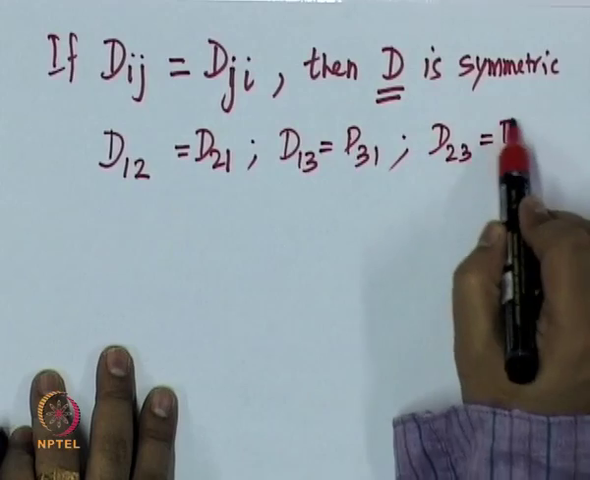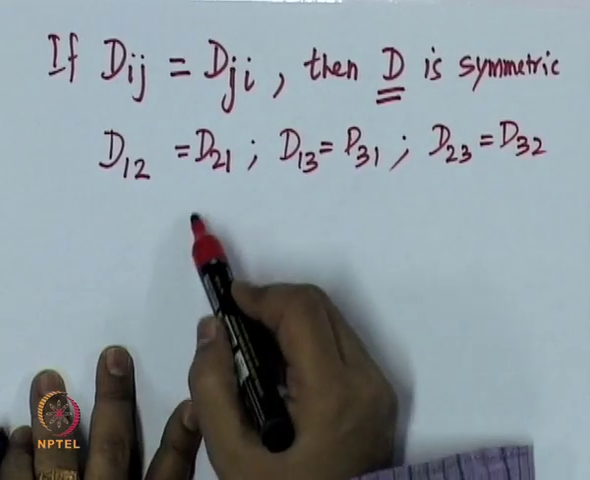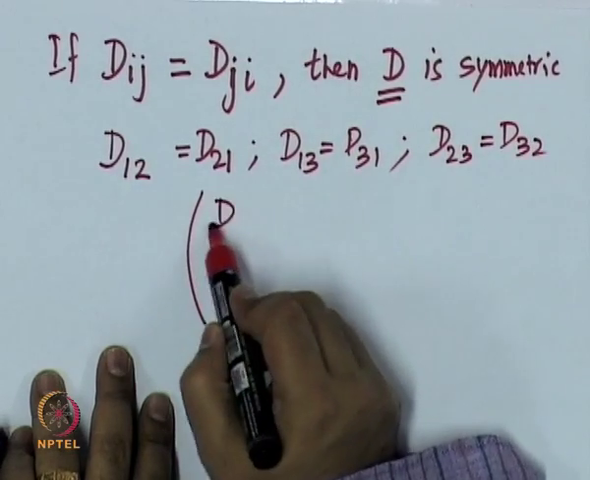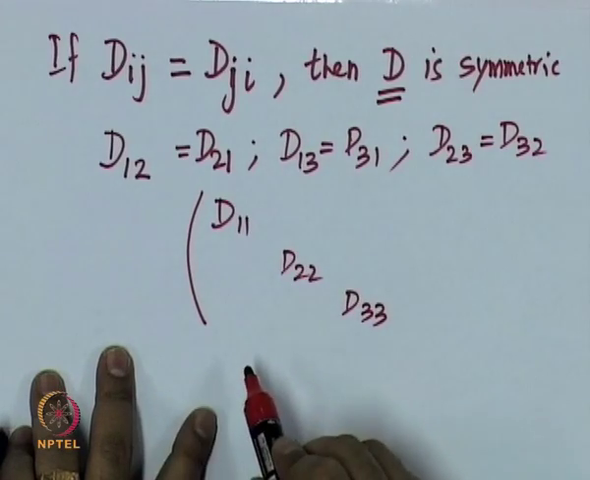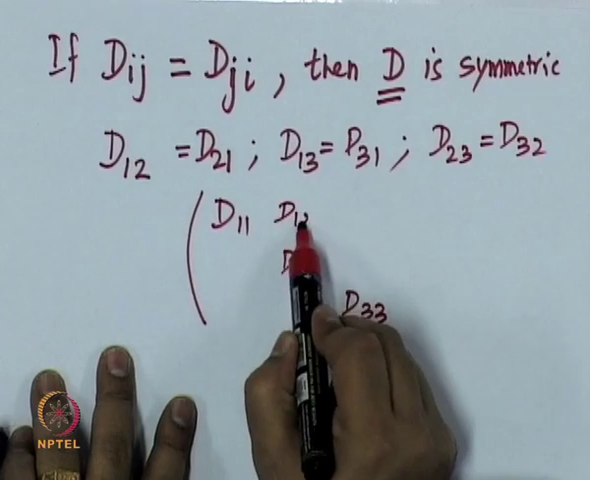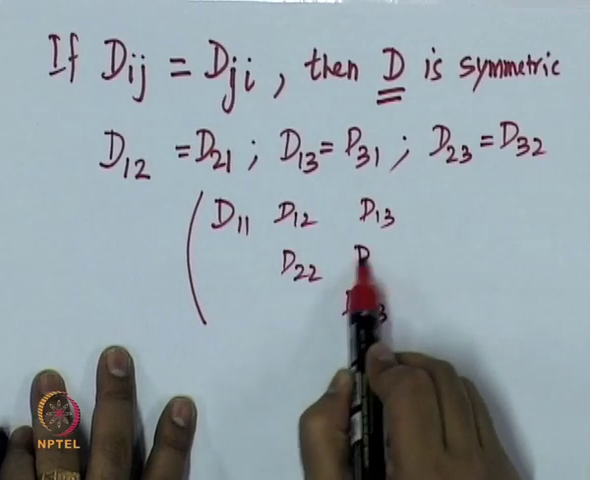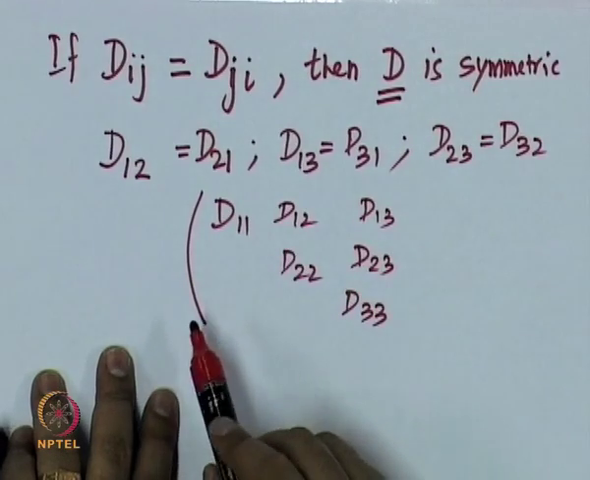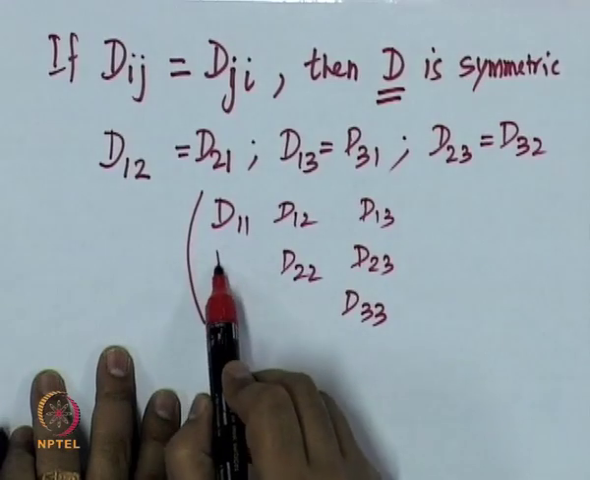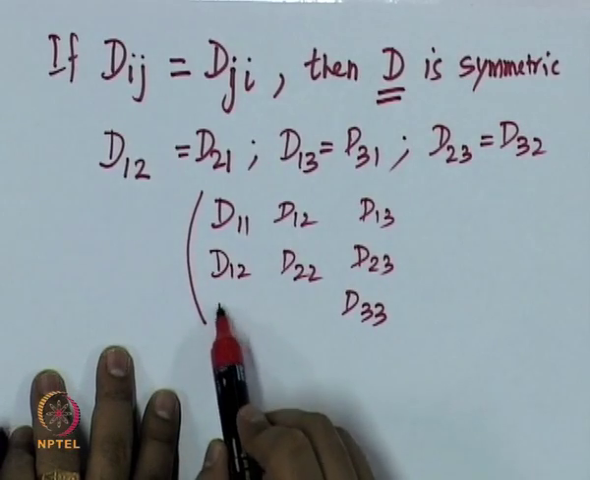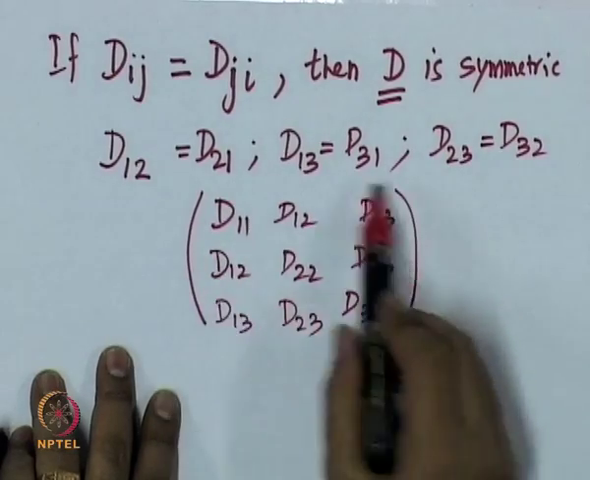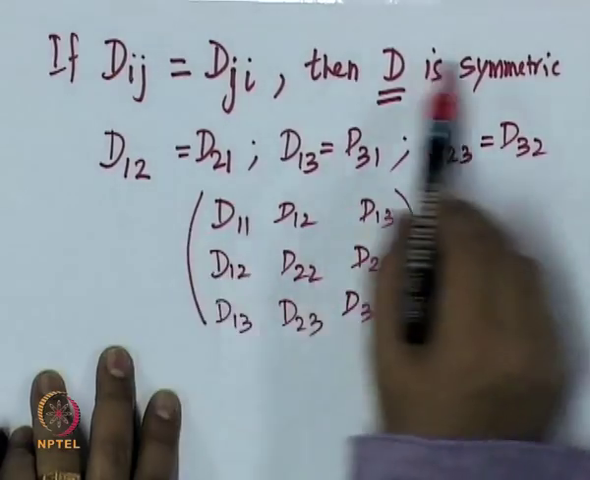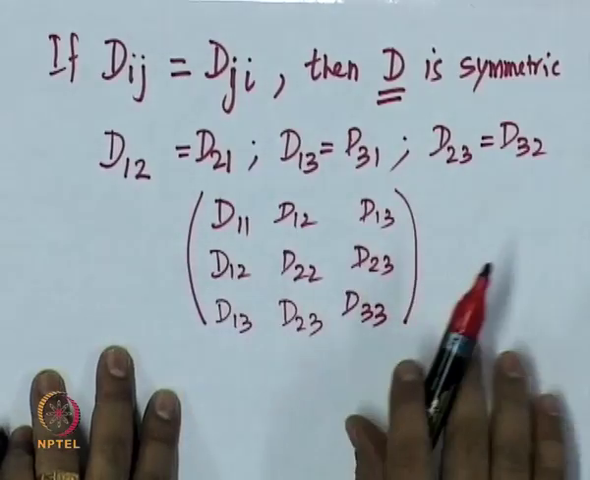D23 equal to D32. So, in terms of the matrix representation, D11, D22, D33 will remain as they are. Now, you have D12 here, D13 here and D23 here. What this means is that this is also D12, this is also D13, this is also D23. So, as you can see, that is a symmetric matrix. So, that is where this idea is coming from.